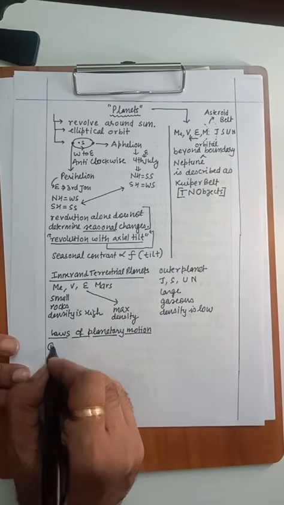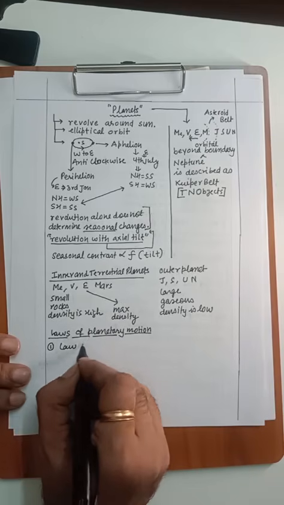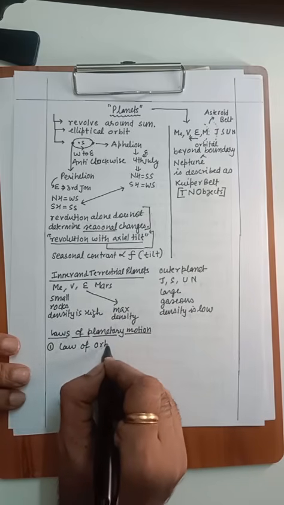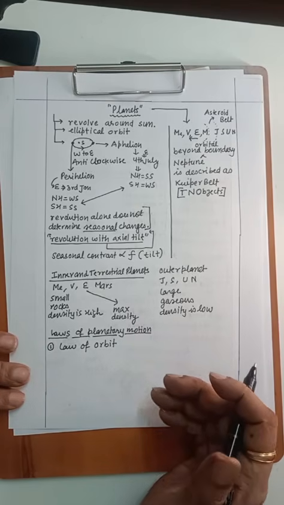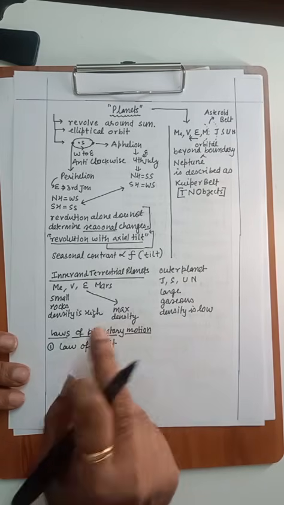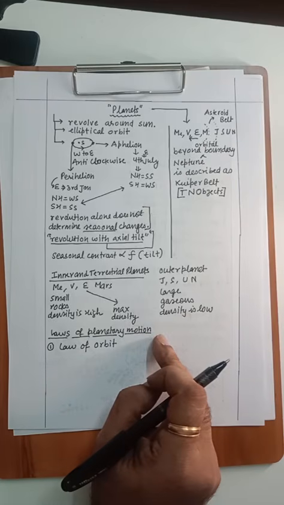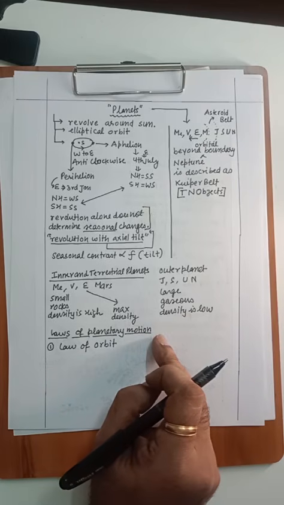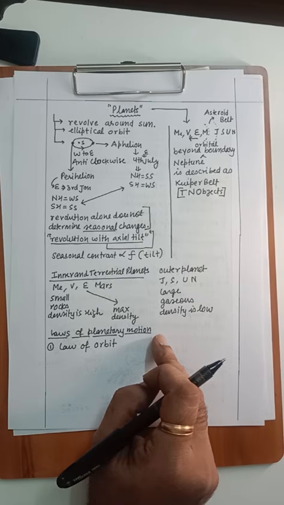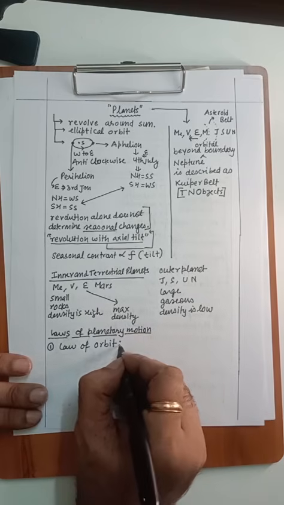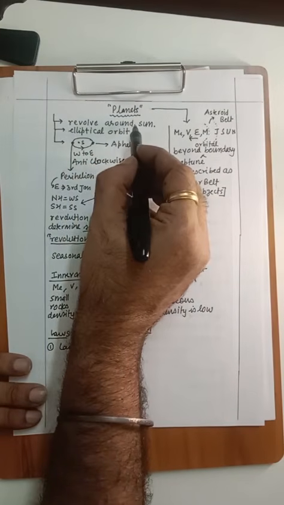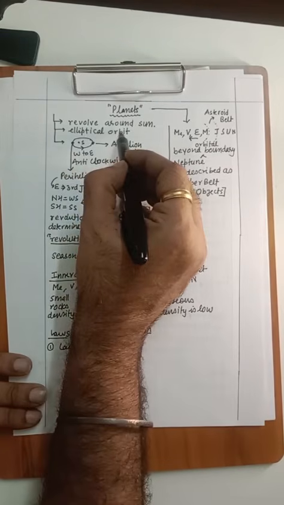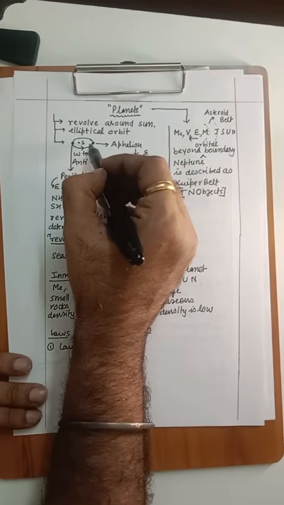First is known as the law of orbit, that I have already explained. Planets are revolving around the Sun, and remember that the laws of planetary motion are always related with the revolution of planets. They have nothing to do with the rotation of planets. Planets are revolving around the Sun. Their path is elliptical and direction is west to east.